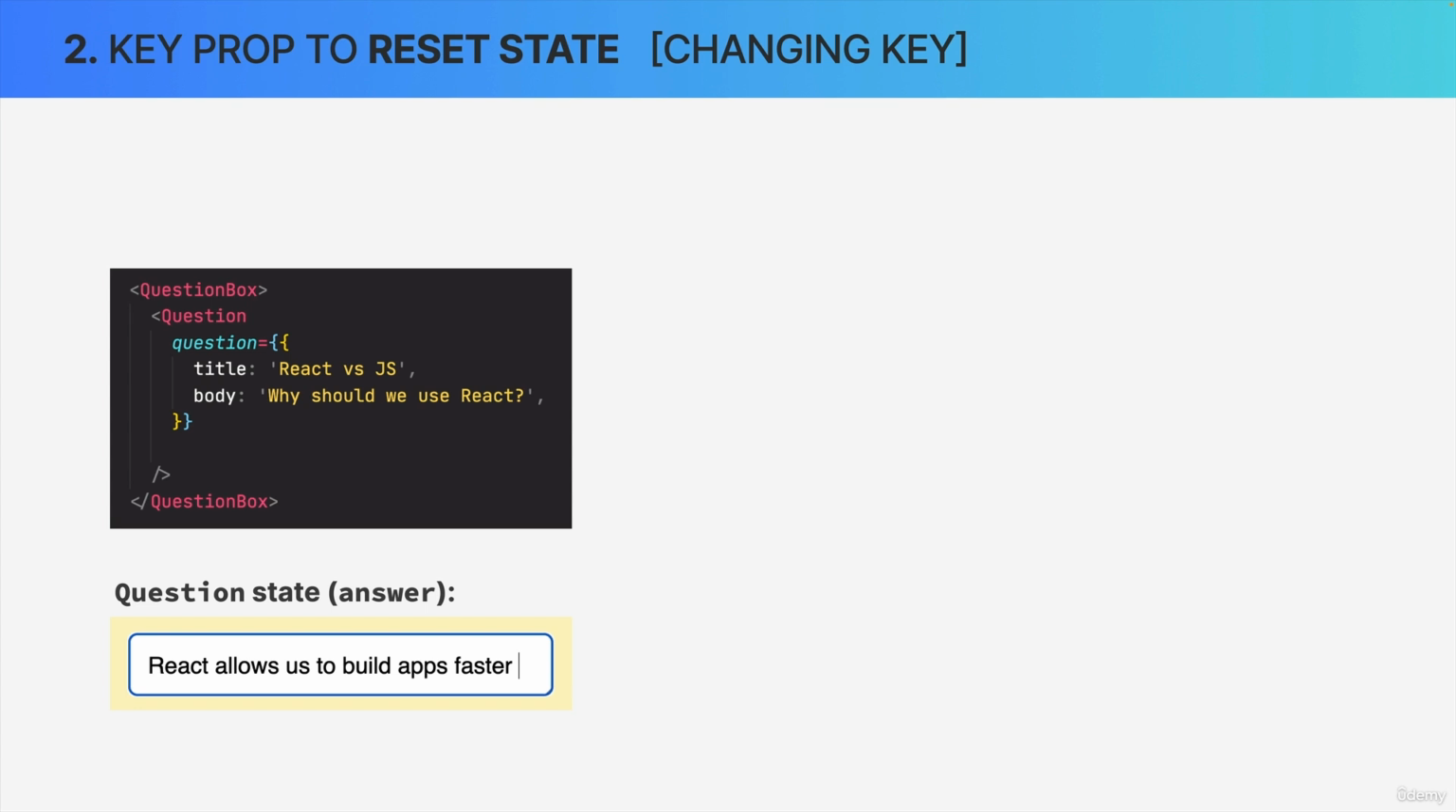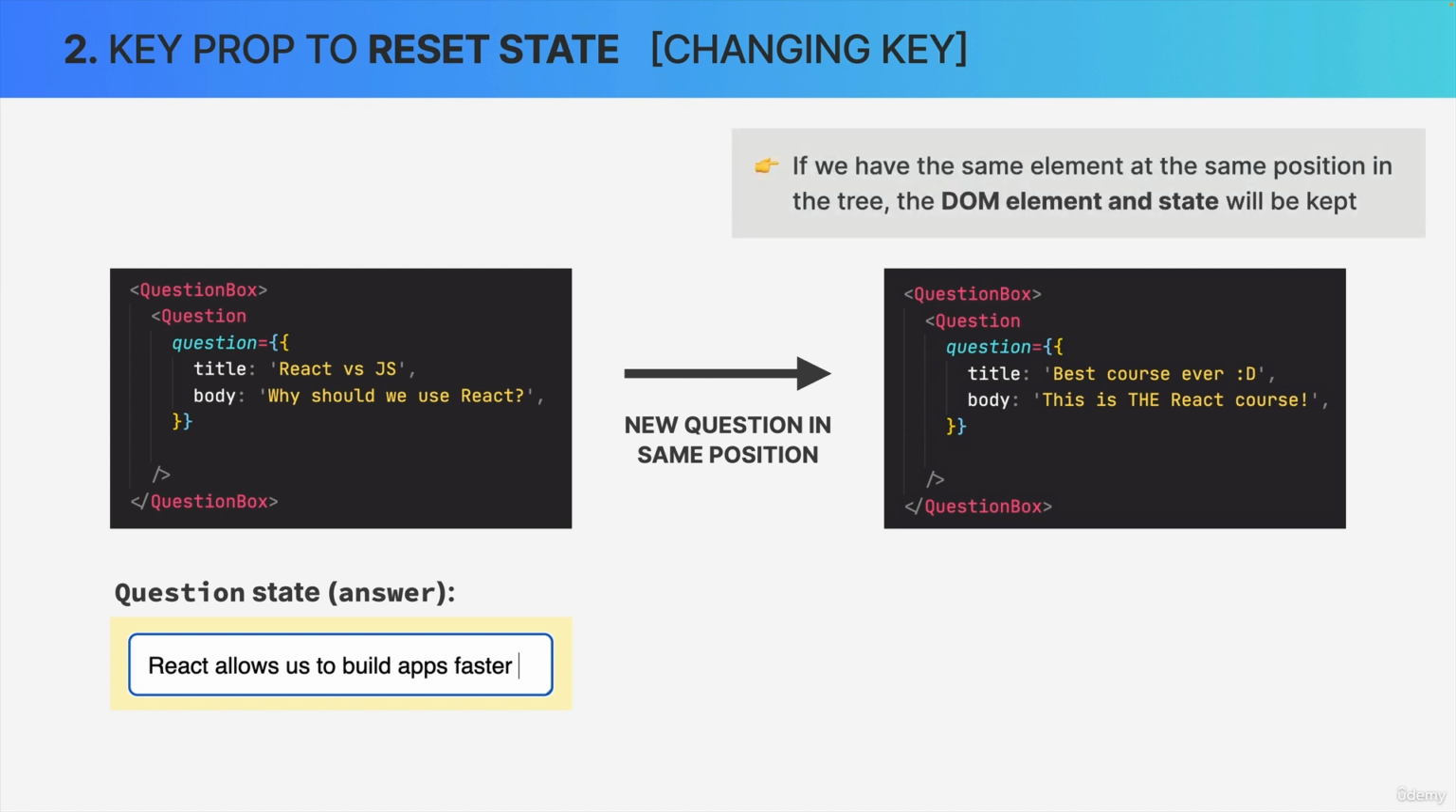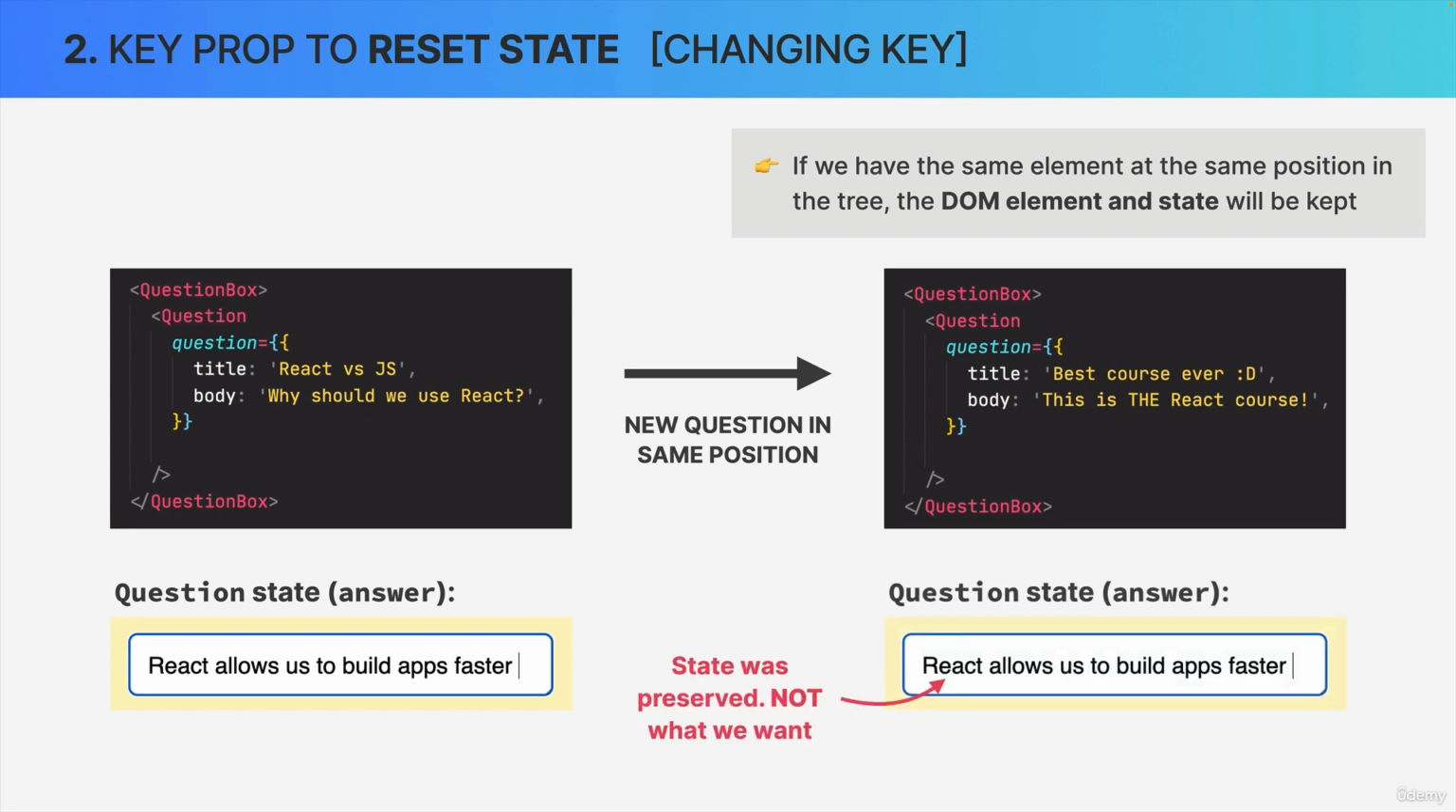But now let's imagine that the question changes to this one. So we still have the same element at the same position in the tree. All that changed was the question prop. So what do you think will happen to the state in this case? Well, let's remember one of the diffing rules, which says that if we have the same element at the same position in the tree, the DOM element and its state will be kept. Therefore, what's gonna happen is that the state of question will be preserved.